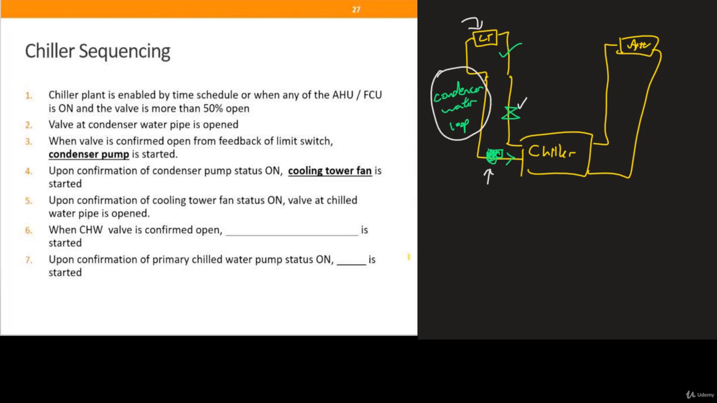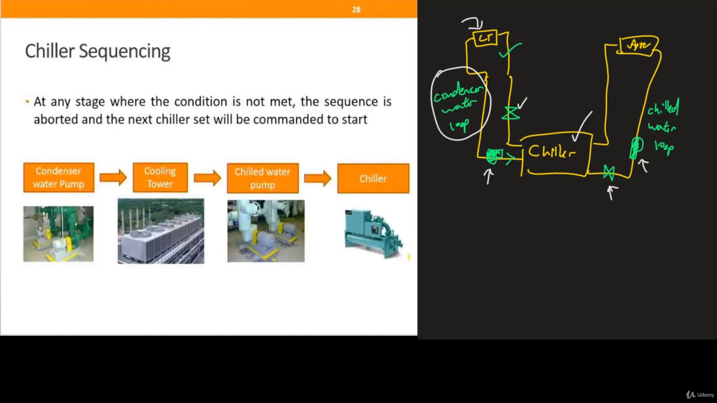Next, we will go to the chilled water loop. You have to make sure that all your chilled water valves, for example, the chilled water valve, must be open. Once it's confirmed open, your chilled water pump will be commanded on. Then lastly, the very last equipment will be your chiller. So the general rule of thumb: condenser water pump first, followed by cooling tower, followed by chilled water pump, and lastly your chiller.